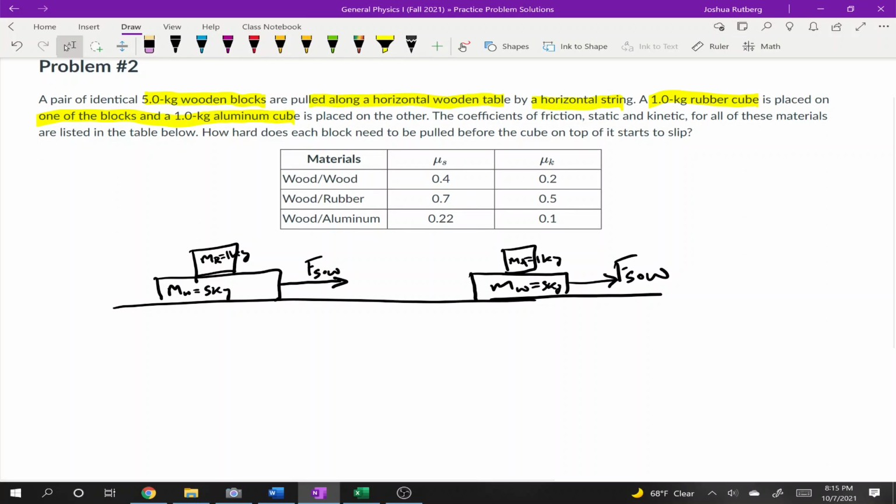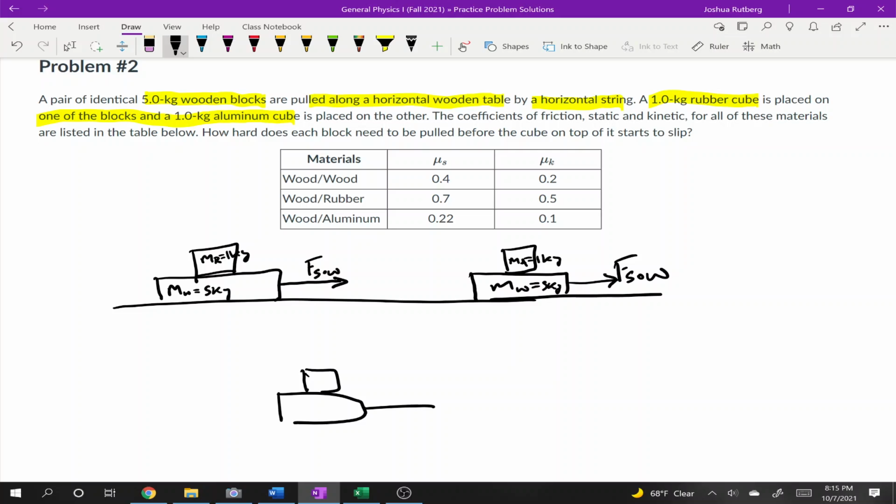So let's organize our thoughts here. Let's think about what happens before they slip to understand what's really going on here. So if I have one block resting on top of another one, and I pull this block, why does the other block come along with it? Why don't I just pull the bottom block out from underneath the one on top? And the answer is friction.